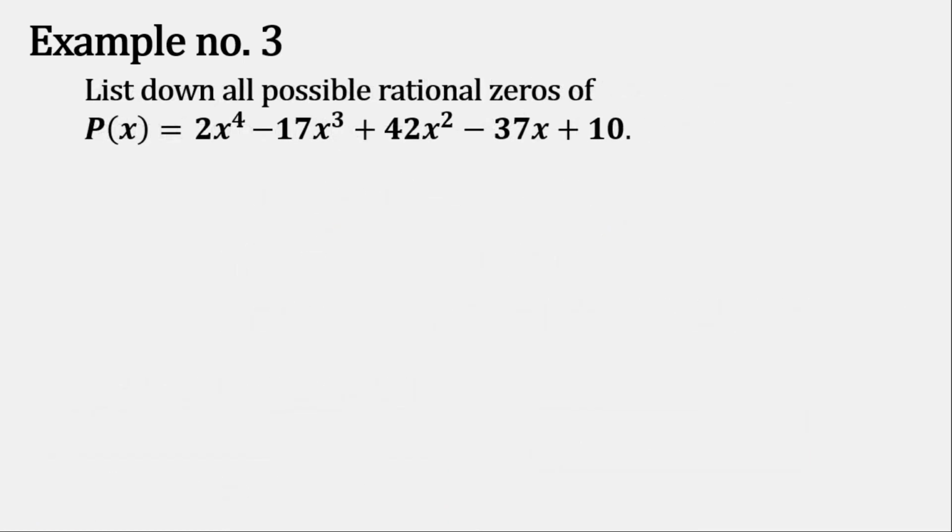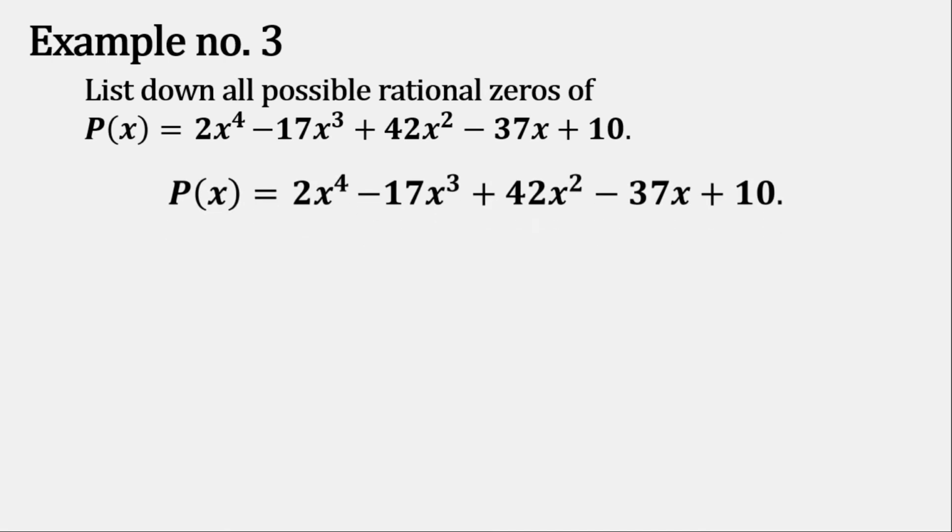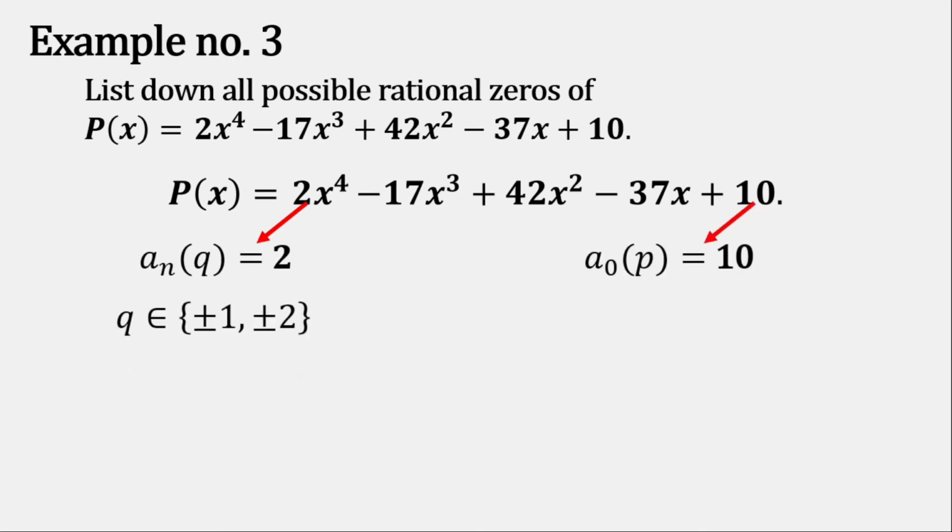Let's proceed to our next example. List down all the possible rational zeros of this polynomial function. Again, let's list down the polynomial in standard form. In this case, it's already in standard form. Next, let's identify Q and P. The factors of 2 are positive negative 2 and positive negative 1. The factors of 10 are positive negative 1, positive negative 2, positive negative 5, positive negative 10.